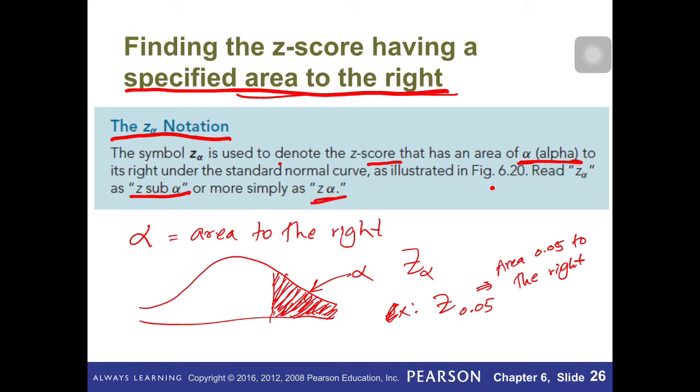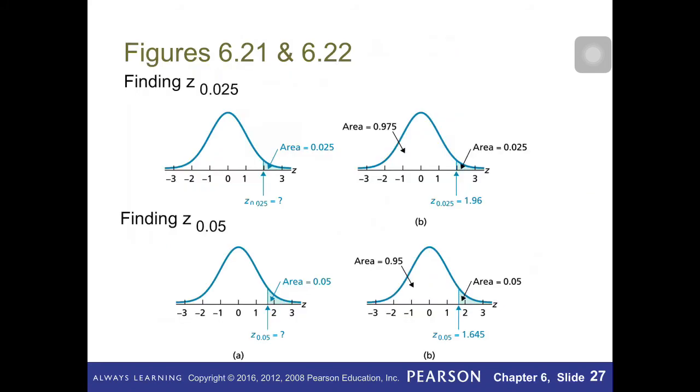Yeah, z sub alpha or z alpha. Simply you can read this as z sub alpha or z alpha. Normally I pronounce this z alpha. So you can use that notation like that. But you have to remember that it is the area to the right. We will see that. Find z alpha, where alpha equals 0.025. So z alpha means this area. They have given this area 0.025.